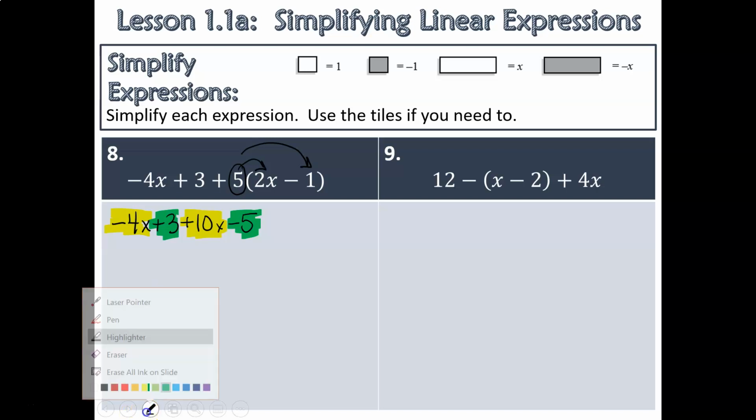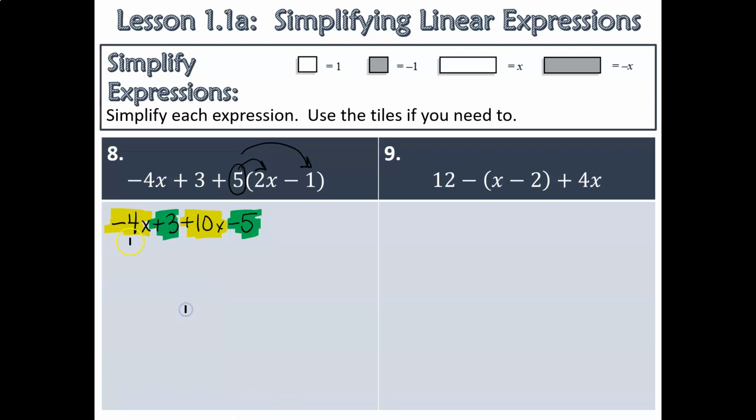So I have negative 4x plus positive 10x, which gives me 6x, and I have 3 minus 5, which gives me negative 2. I can't combine these two together because they're not like. This 2 doesn't have an x, so this is as far as you can combine these.